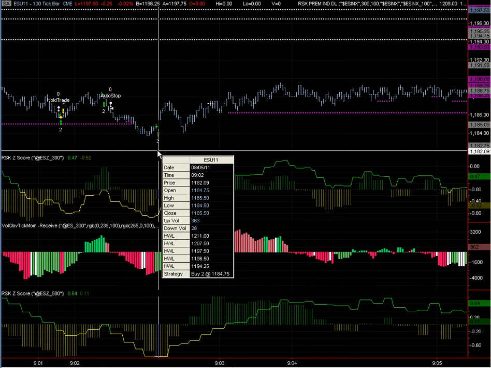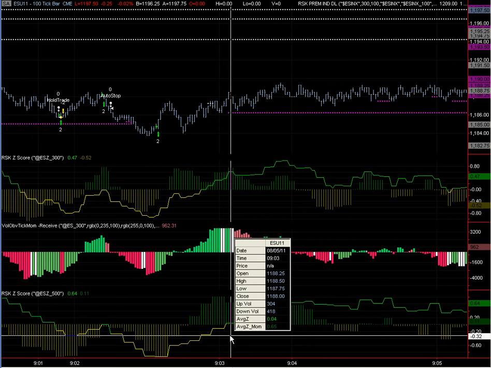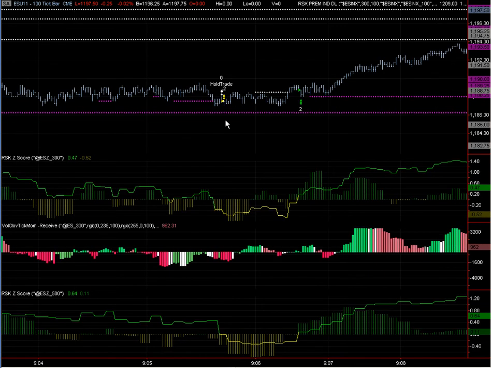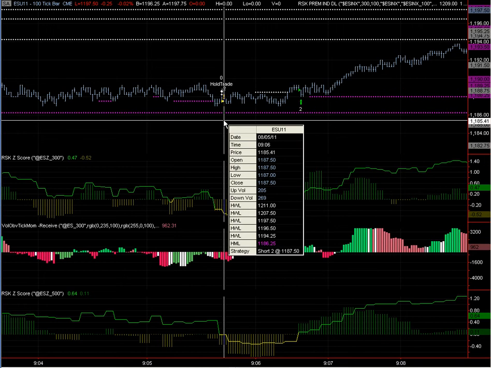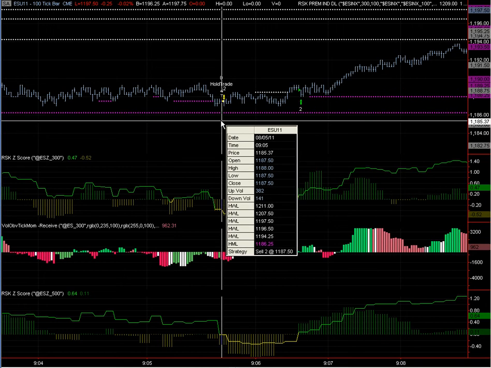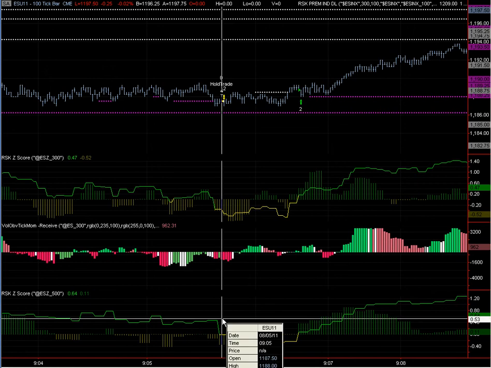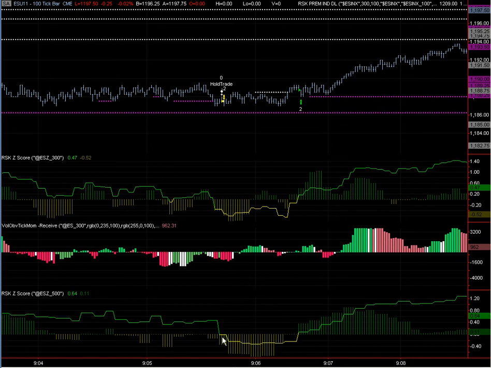So let me move forward. We're in a hold pattern as of right here. The hold trade, the long trade, is exited when the z-score drops below the 0 line, which happens right here. Now we exit. We also wind up getting into a short trade.